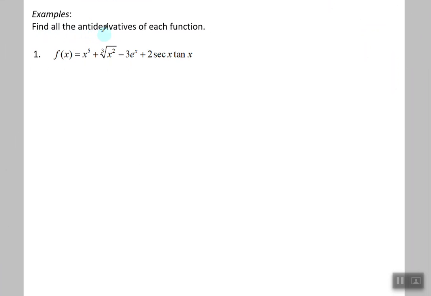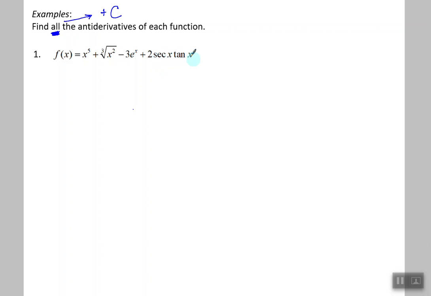Find all the antiderivatives of each function. Now, when they say all, we remember that that's because there is a general form of the antiderivative that includes a plus c, where c could be an infinite amount of constants. Number 1, f of x equals x to the fifth plus cubed root of x squared minus 3e to the x plus 2 secant x tangent x.